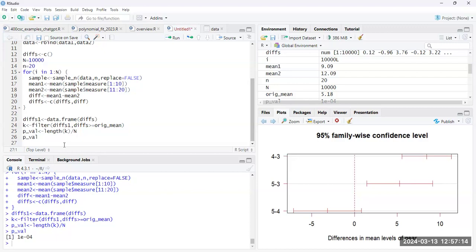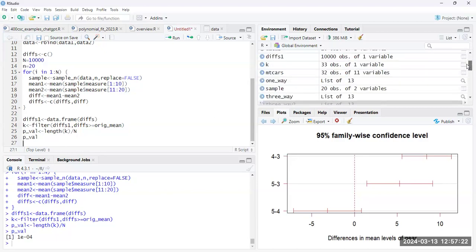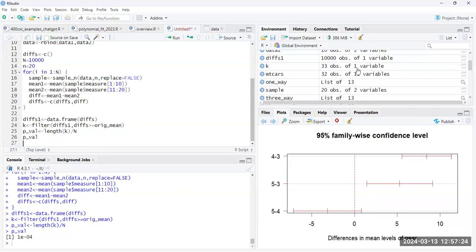So essentially there was 1 in 10,000. So basically there was one thing in our data set that had that value, 33 observations of one variable.